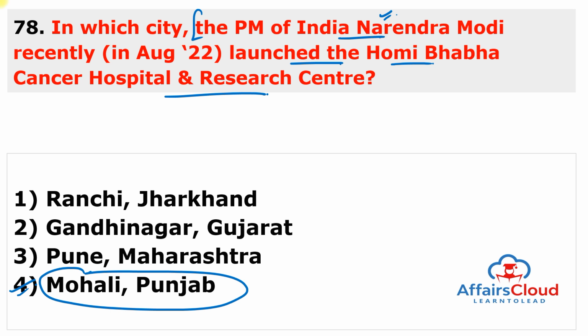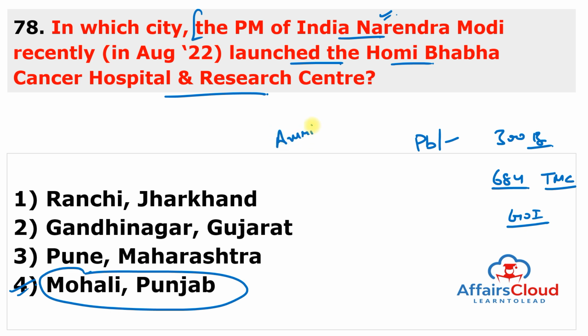So you have to remember, the main goal is offering top-notch cancer care to the inhabitants of Punjab as well as the neighboring states and the union territories. And the cancer hospital is a 300-bed tertiary care hospital established at a cost of 684 crore by the Tata Memorial Center. And Tata Memorial Center is like a grant-in-aid institution under the Department of Atomic Energy under the Government of India.